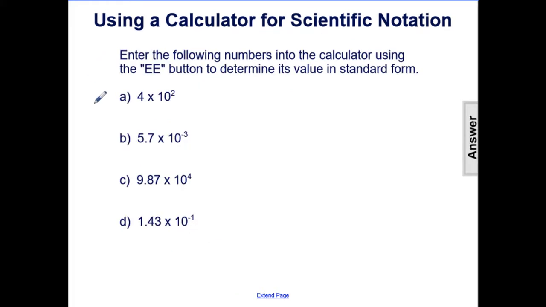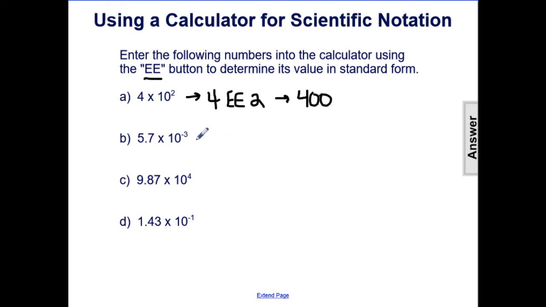We're going to look at a couple examples here of how to enter them into the calculator. So use the EE button to determine its value of these numbers in standard form. So here you would want to enter 4 times 10 to the second would be 4 EE and 2, which would equal on your screen should be 400.